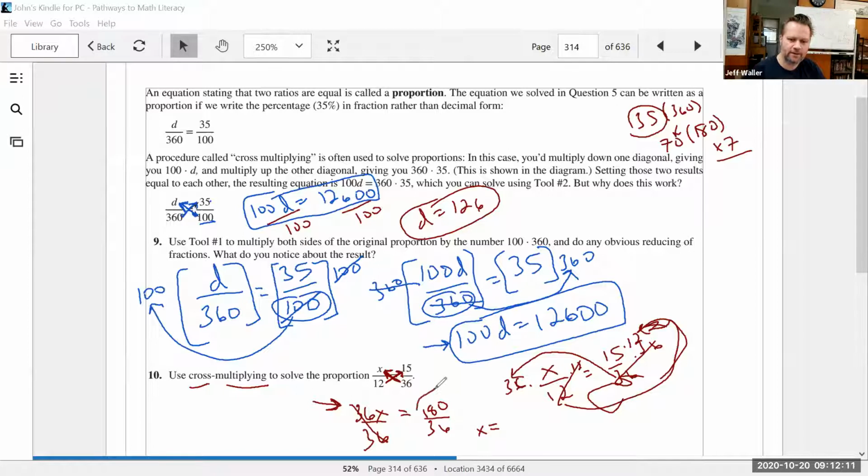All right, sorry. And then 180 divided by 36. 5. 5. I like it. Kick ass.